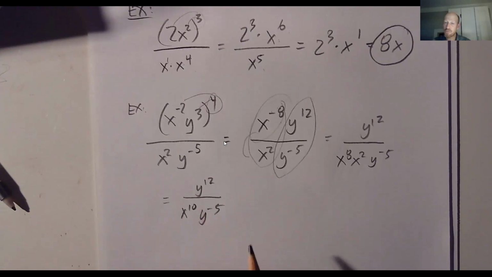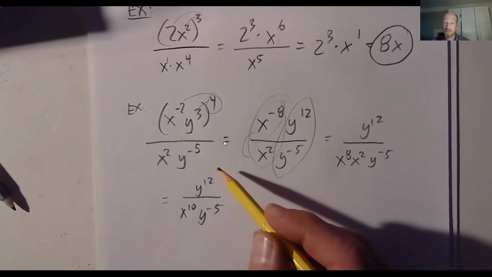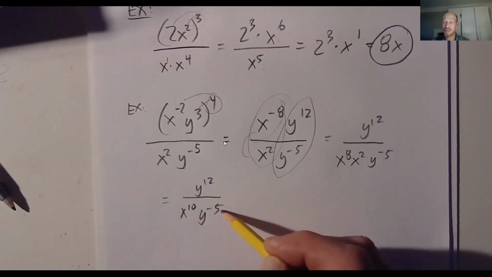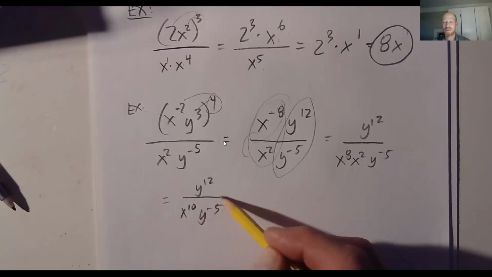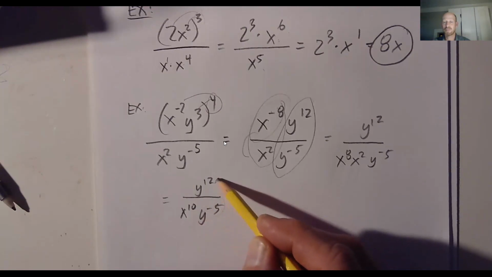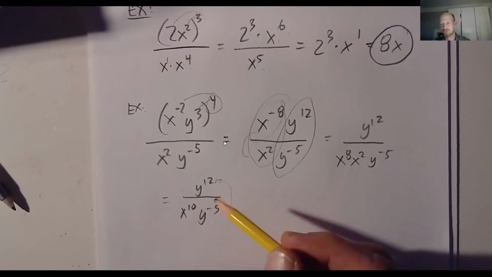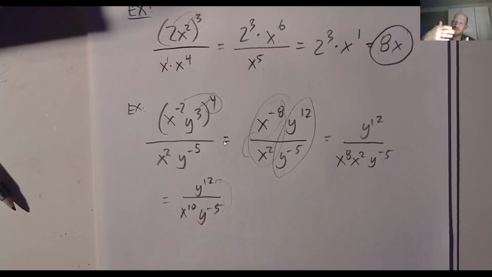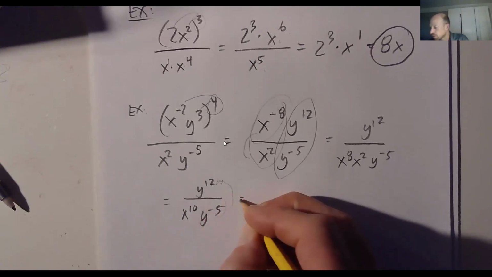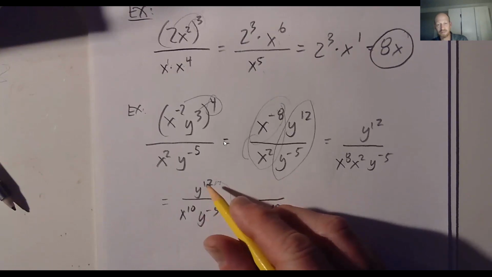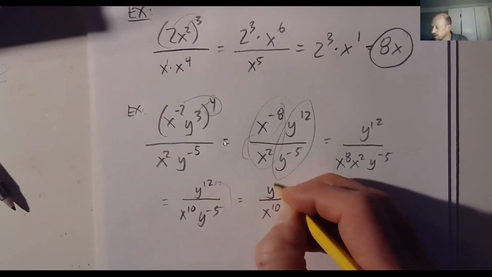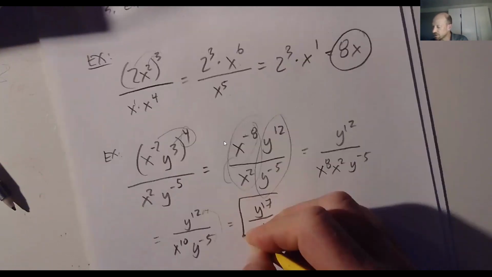I can do the same thing, it turns out, with the y's. I could move this down and make this a minus 12 in the bottom, but then I'd be making it more negative. I want to make it positive. It turns out by moving it up, I also change the sign. So if you flip the position, you change the sign of the exponent. The x to the 10th stays down here, but this minus 5 comes up as a plus 5. And I'm going to end up with y to the 17th.